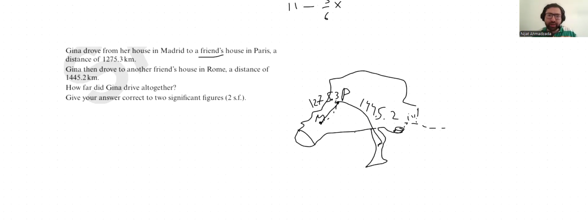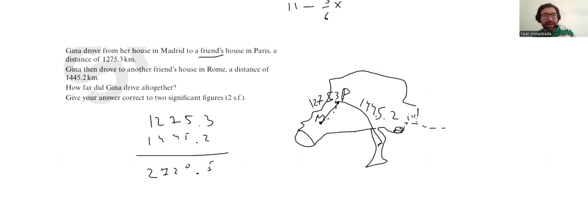So it says altogether, so we've got to just sum them up. Altogether, 0.5, 0.3, 1445.2. So altogether, it is just 5 here, 0, 2, 7, and 2. Yes, perfect.